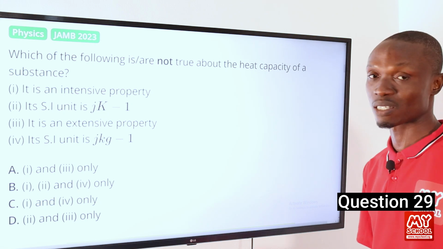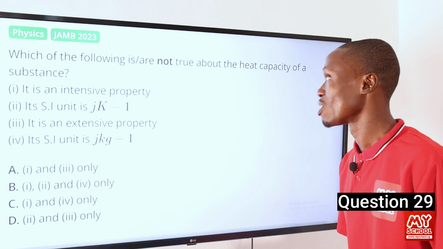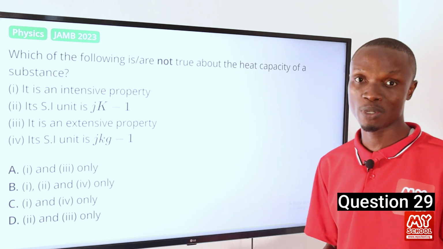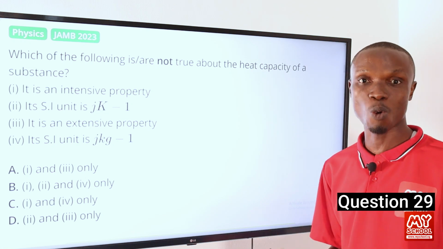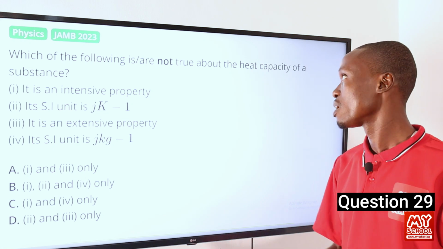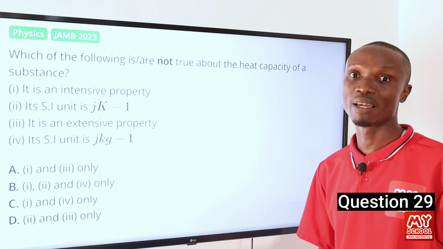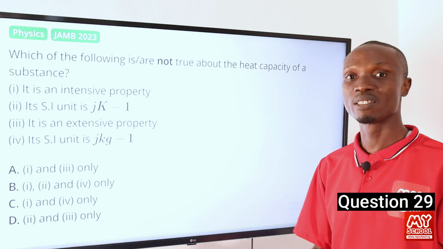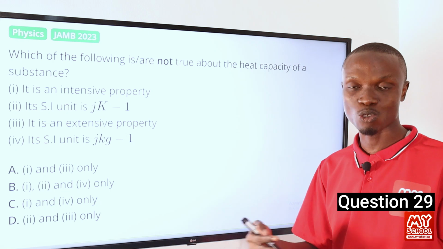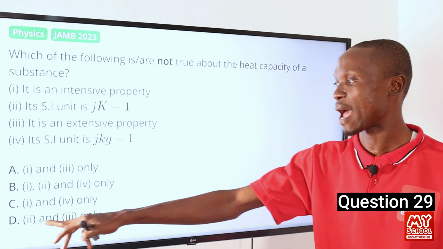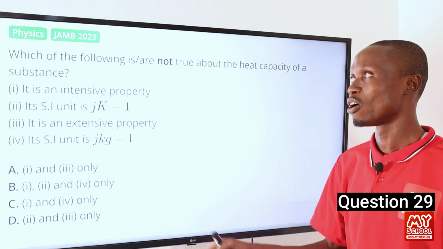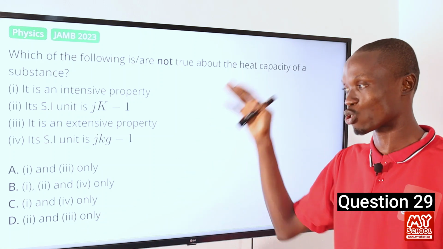Okay, so heat capacity is defined as the amount of heat required to raise the temperature of an object by 1 degree Celsius. Its SI unit is joule per Kelvin. Heat capacity actually is an extensive property because it depends on the mass of the system. So that makes option D the correct option, II and III only. Those are the two statements that are true of heat capacity.